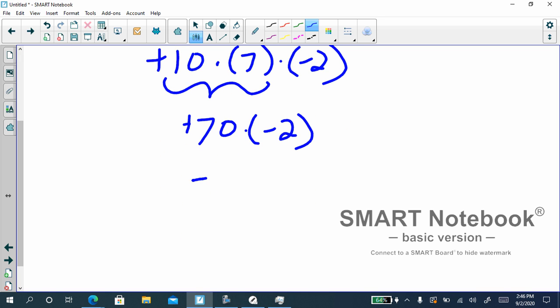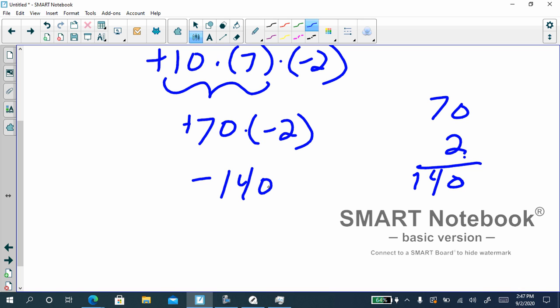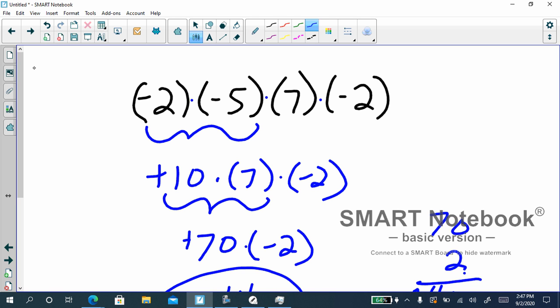Positive times negative is negative. And 70 times 2, 2 times 7 is 14. So 140. So if we have several numbers to multiply together, no need to do them all at one time. We could multiply straight across. You can also rearrange them, or you can group them together, but you can also just go straight across.